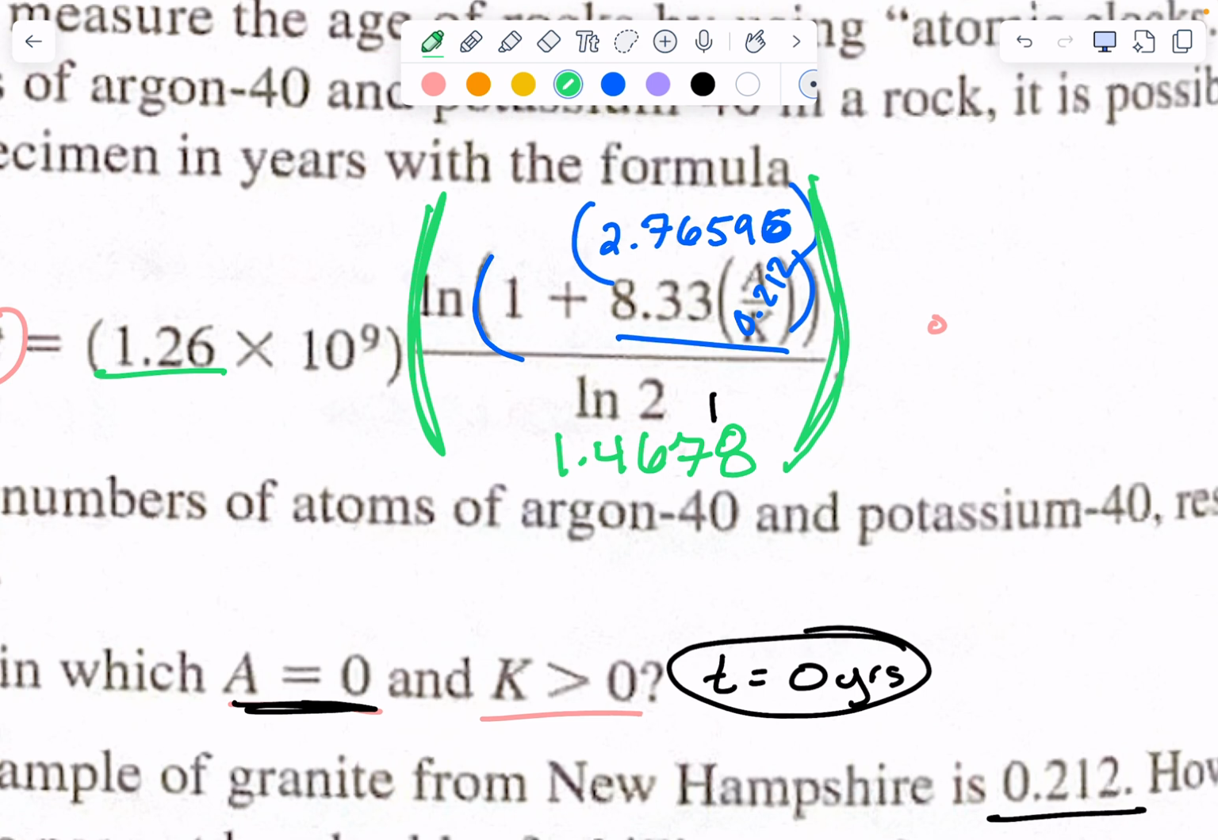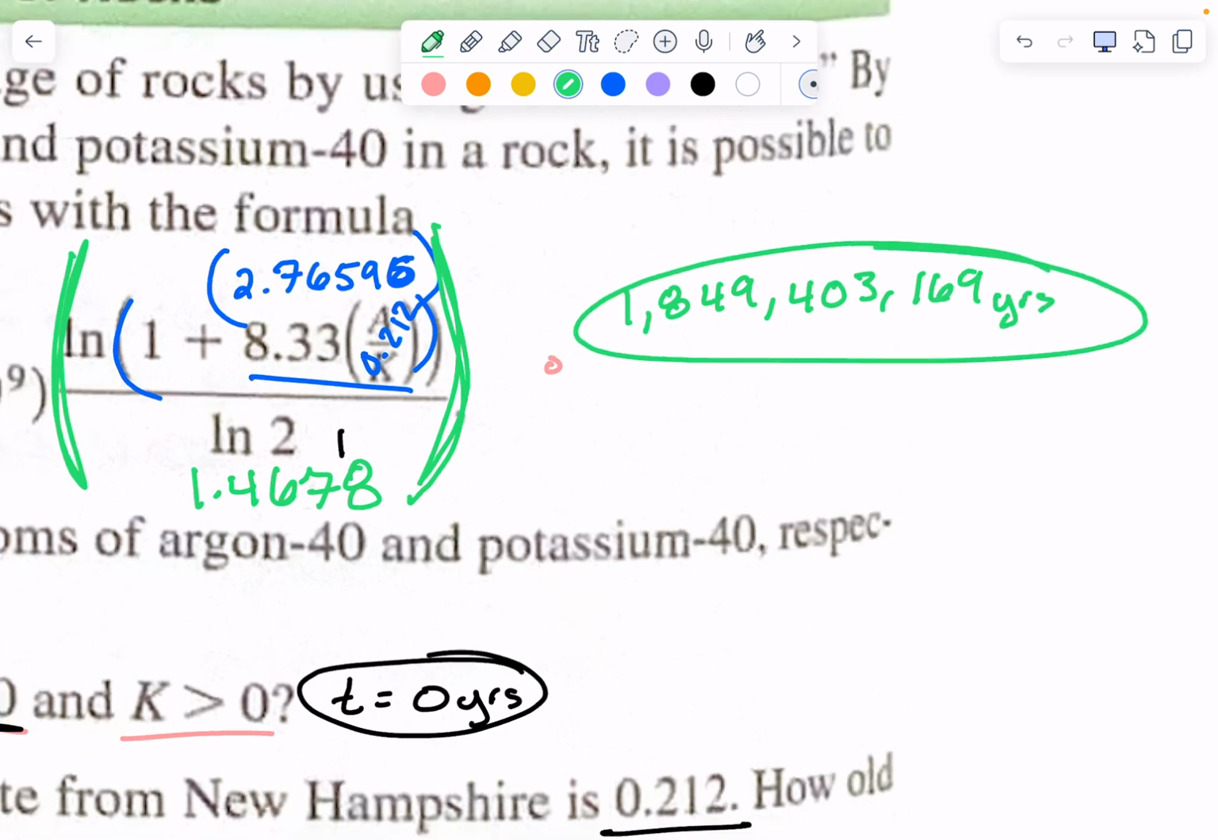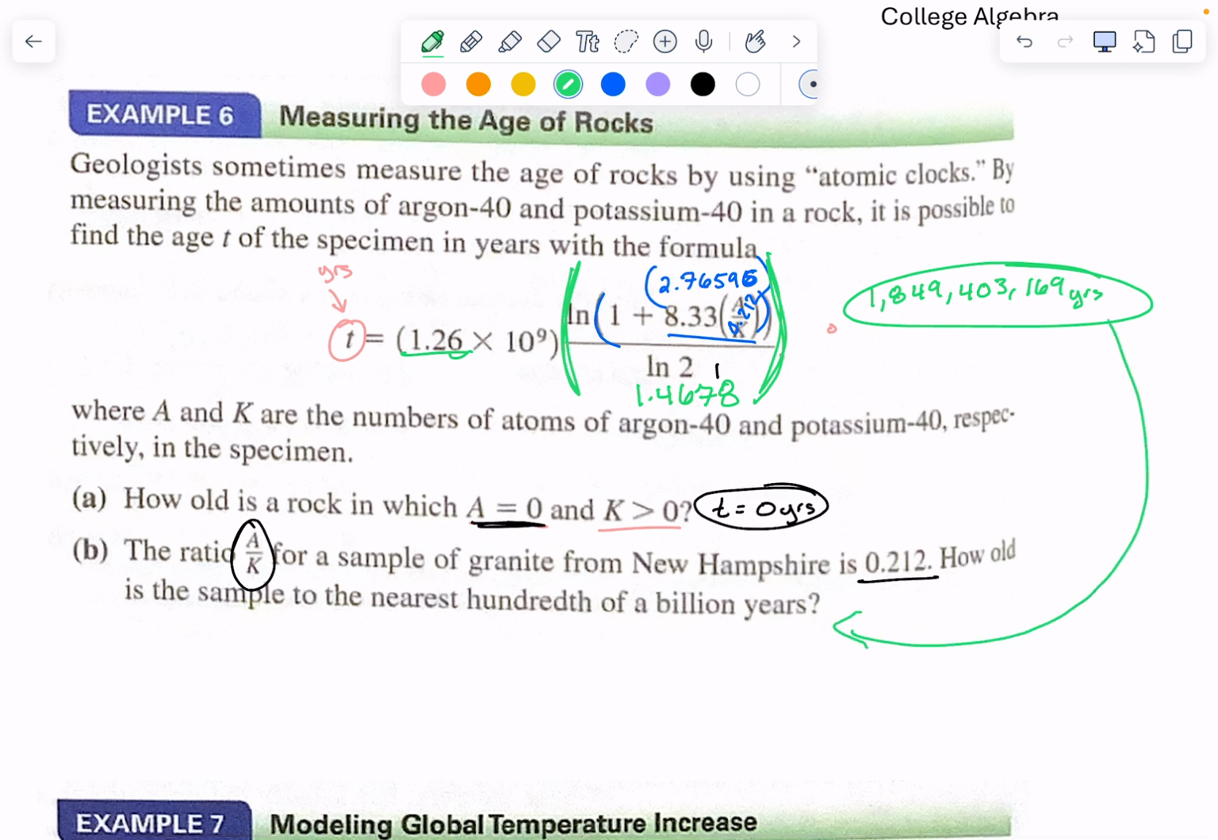How many zeros will that have on the end of it? 9, 8, 7. Because there are 2 decimals here: 1, 2, 3, 4, 5, 6, 7. It has been around for this many: 1.8 trillion years. Holy moly. Now the question asks for the sample's age to the nearest hundredth of a billion years. Oh yeah, I did it right.